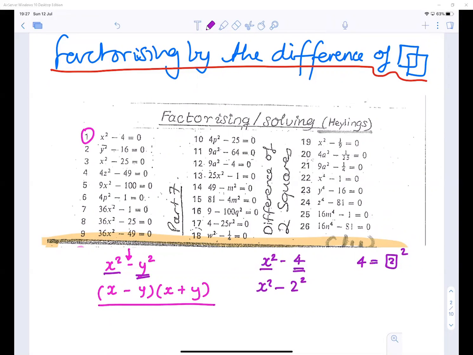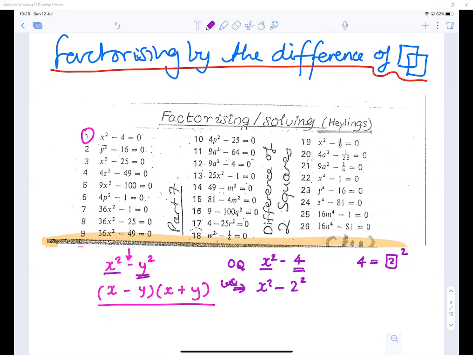So x squared minus 4 has got a hidden squared number in there. It's actually 2 squared. So we're going to rewrite our original question into the one we can work on, the working question. So x squared minus 2 squared.